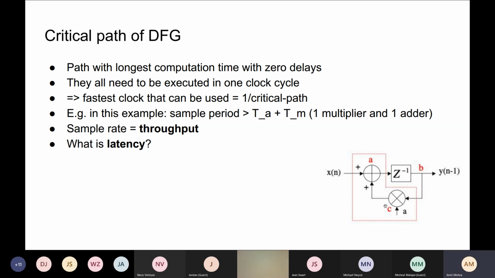Now the sample period also determines the throughput, or the rate of data coming into the DSP architecture and going out from the DSP architecture, which implies that the faster clock we can use, the faster data rate we can accommodate. That's one thing, throughput. There is another figure of merit called latency. Latency is basically how long it takes for one input to be processed through the DSP architecture or the algorithm, and the corresponding output to come out.